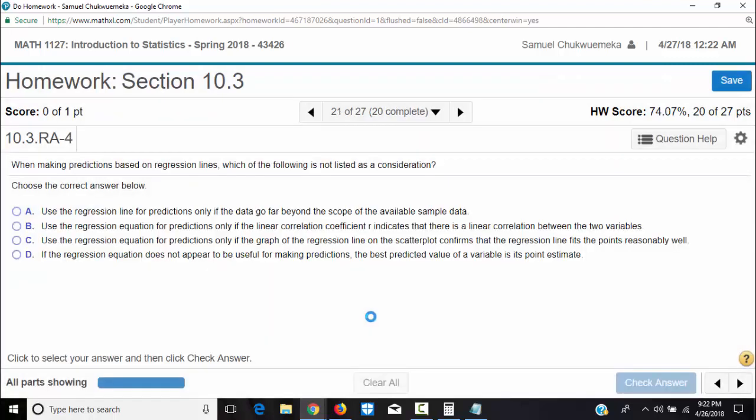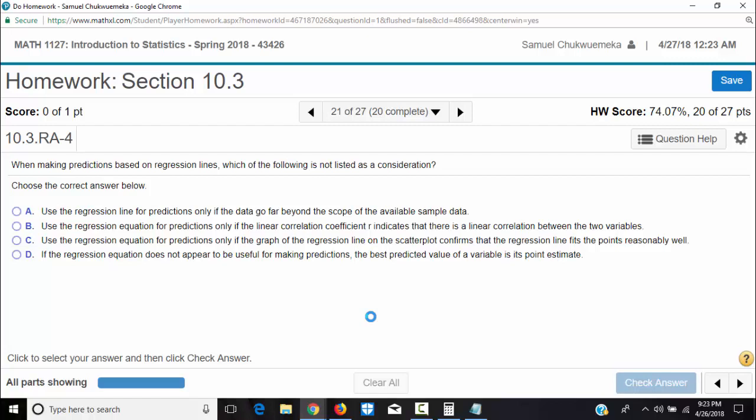Question 21. When making predictions based on regression lines, which of the following is not listed as a consideration? Use the regression line for predictions only if the data go far beyond the scope of the available sample data. No, you don't do that. If the data go far beyond the scope, you don't use the regression line to make the prediction. So A should not be listed as a consideration.